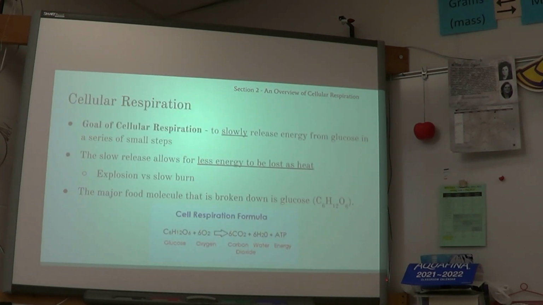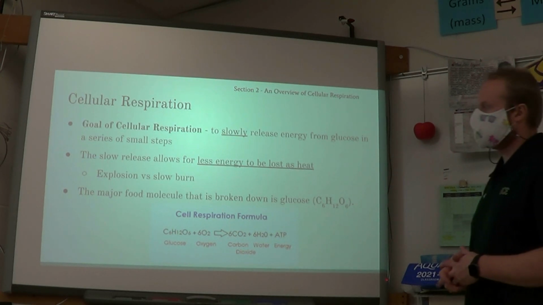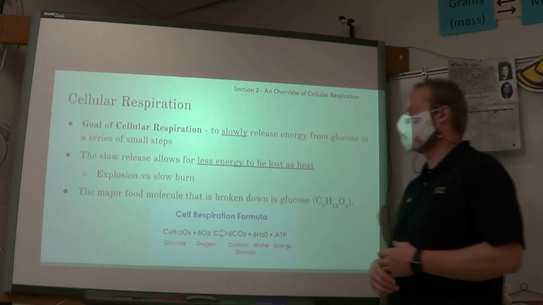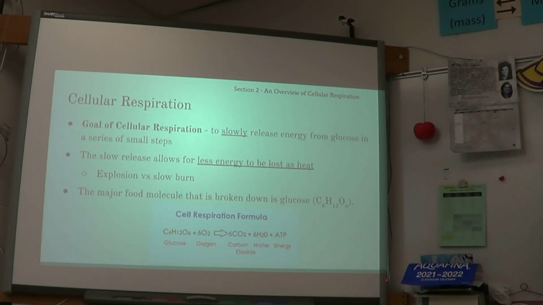The goal of cellular respiration is to slowly release energy from glucose in a series of small steps. The slow release allows for less energy to be lost as heat. Okay, I'll come back to this explosion versus slow burn. The major food molecule broken down is glucose. There are other sugar molecules that can be broken down. We just oversimplify and say it's glucose. It's not always glucose. So the goal is a series of small steps to slowly release that energy.